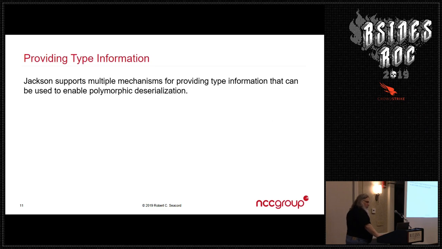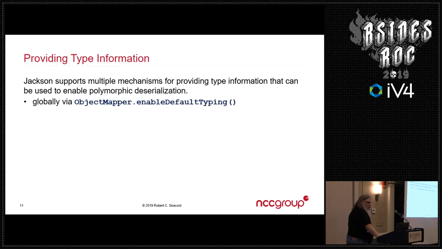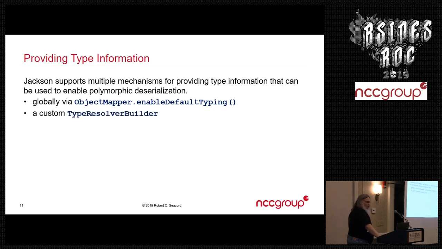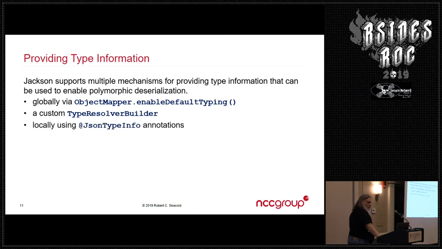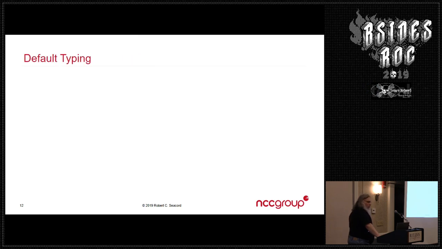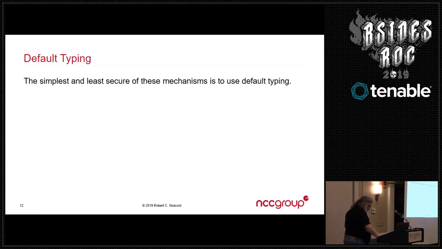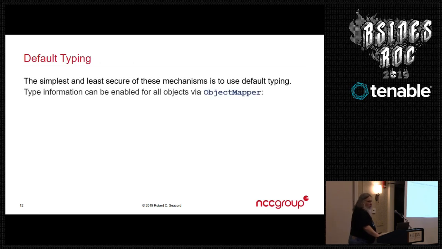So again, Jackson being Jackson, it supports multiple mechanisms for providing type information. The easiest way to do it is via that object mapper class that we looked at. You can just call enable default typing. You can also build a custom type resolver builder. I don't talk about that one much. I don't think I've ever seen anyone do that. I think that's basically a mechanism you use if you want to rewrite the entire way you handle the process, so it's not that frequently used. And the other option is locally using JSON type info annotations, another set of annotations. So the simplest and also, of course, the least secure is to use the default typing.